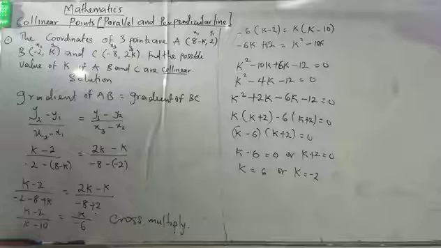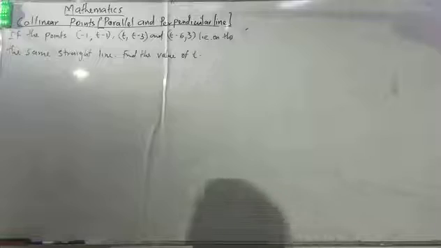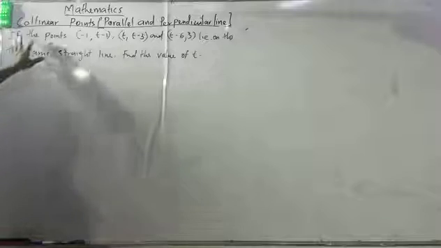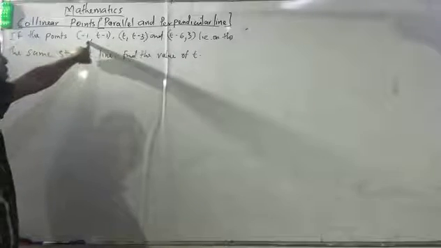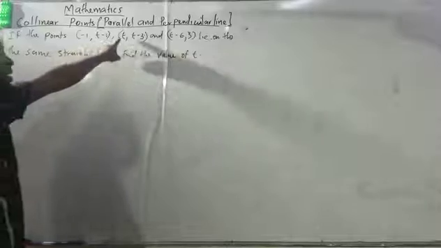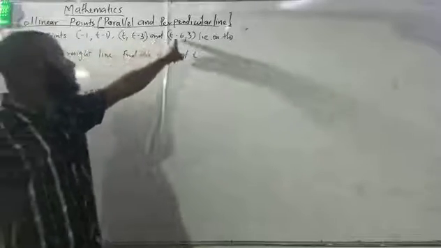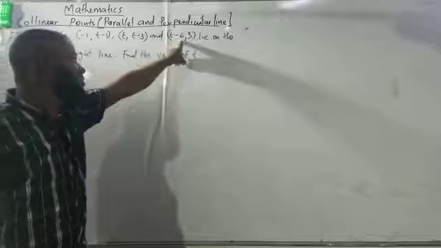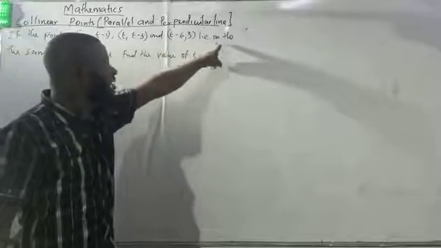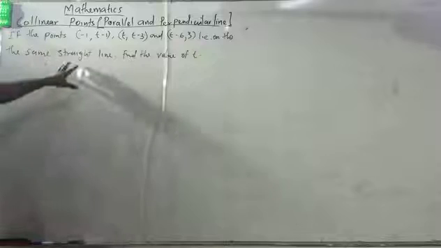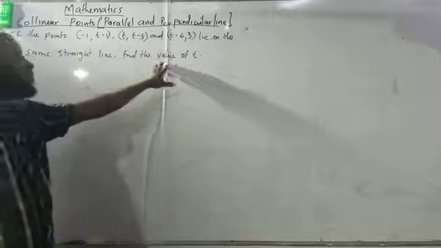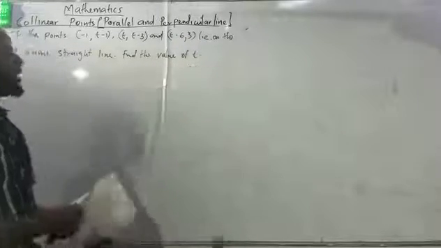Permit me to write another question like this. Now, look at this problem. It's a very nice one. The points minus 1 comma t minus 1, t comma t minus 3, and t minus 6 comma 3 lie on the same straight line. Find the value of t.